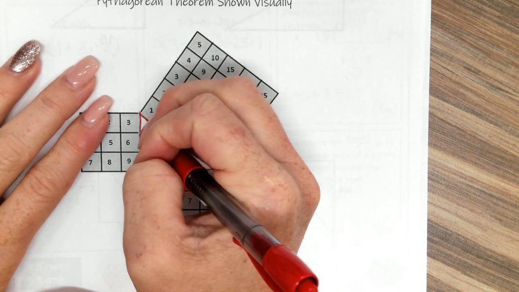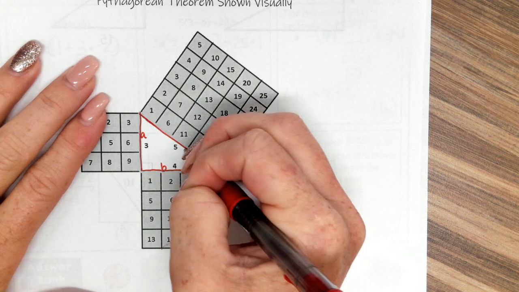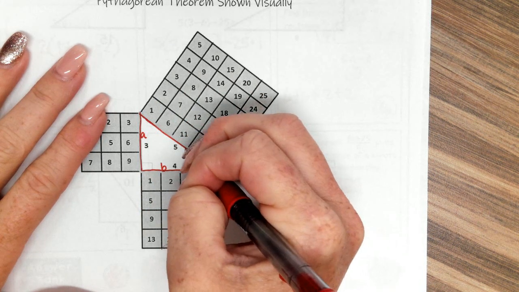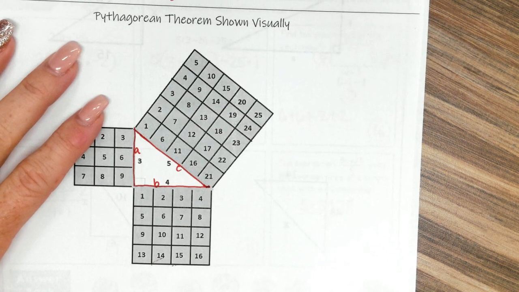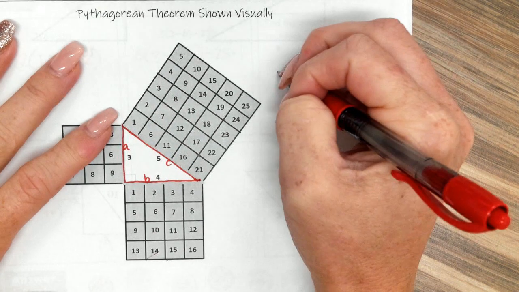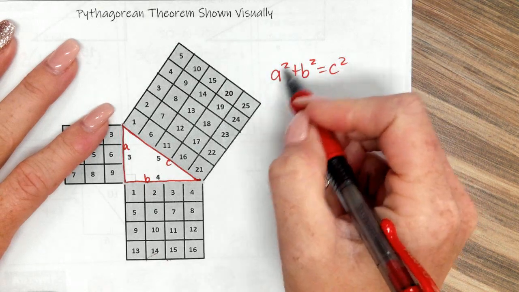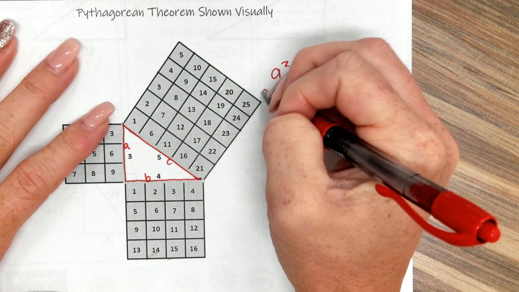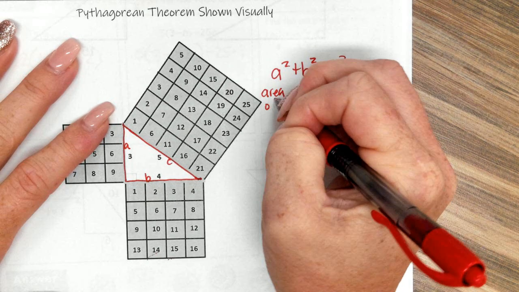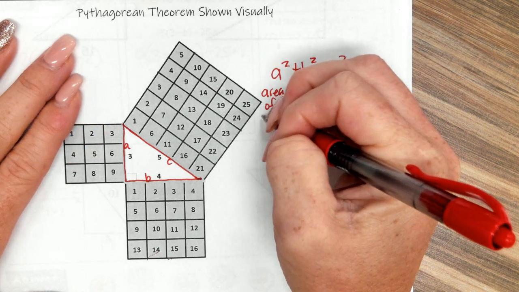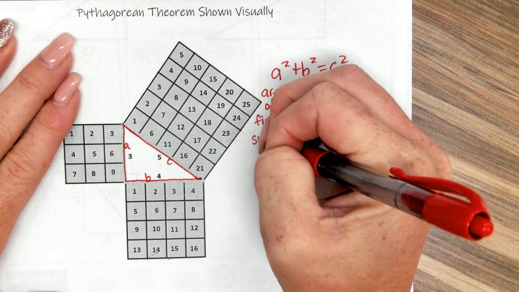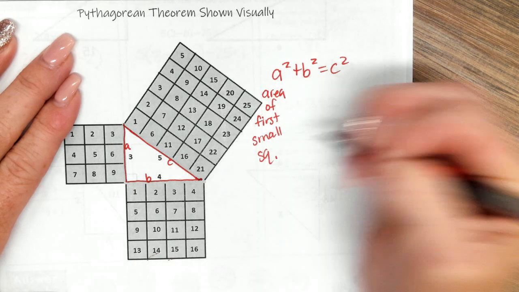This is side A, this is side B, and this has to be side C. Are y'all with me? The theorem says a squared plus b squared equals c squared. A squared represents the area of the first small square.